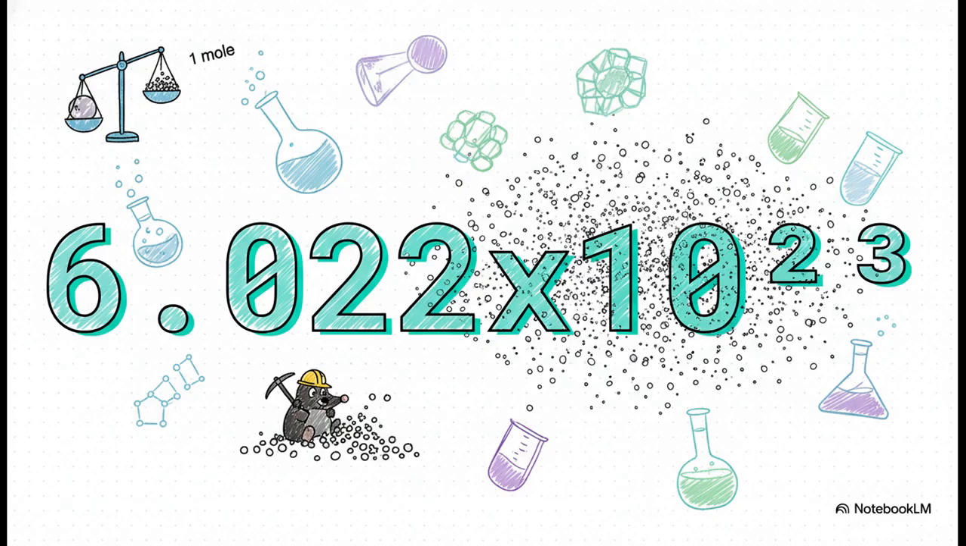Now, this isn't just some random number. It has a special name, Avogadro's number, and it is the absolute key that lets us count things that are way too small to ever see.